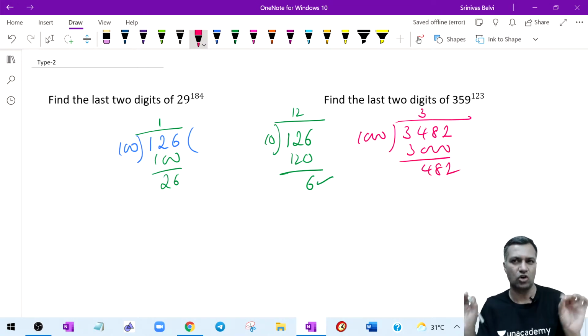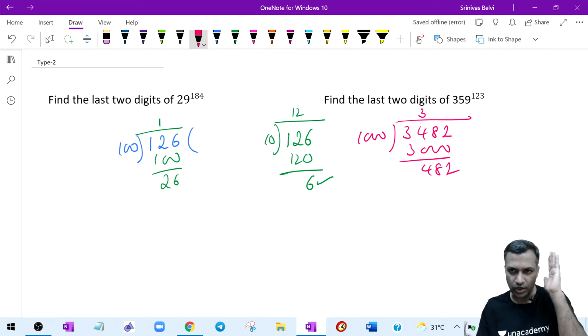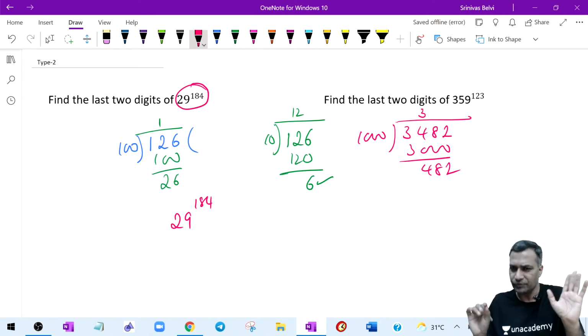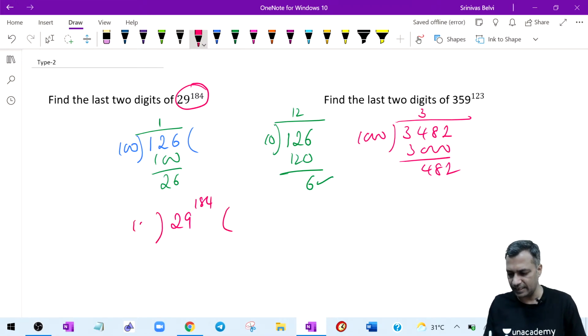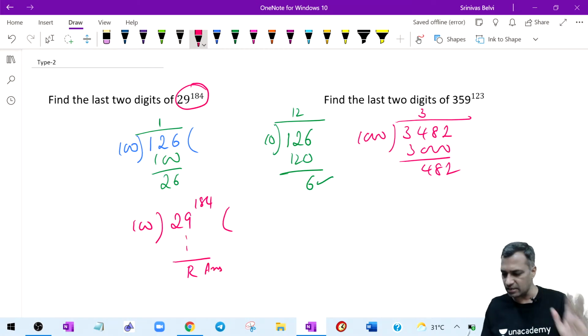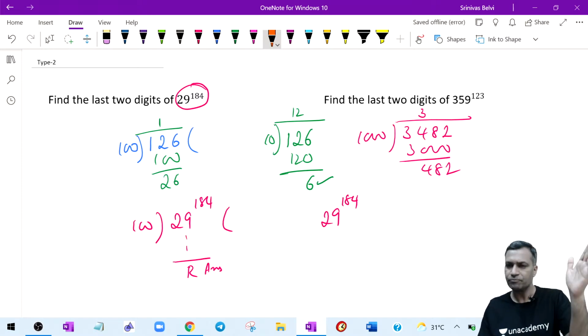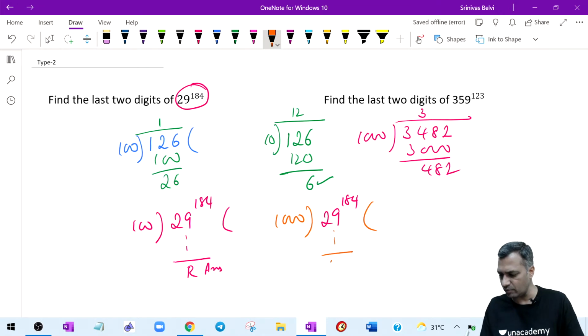That's the actual algorithm. When you want to find the last two digits of any number, you technically divide by 100. So when I'm asking 29 raised to power 184, please tell me the last two digits. It's pretty simple. You divide this by 100 and record the remainder, which becomes the answer. If I ask for the last three digits of 29 raised to power 184, that's a digit in the hundreds place, the tens place, the ones place. All you got to do is divide this by 1000 and tell me the remainder.